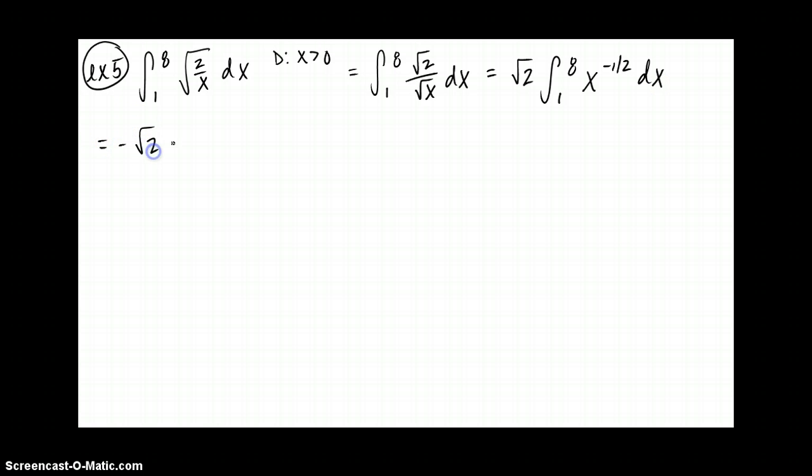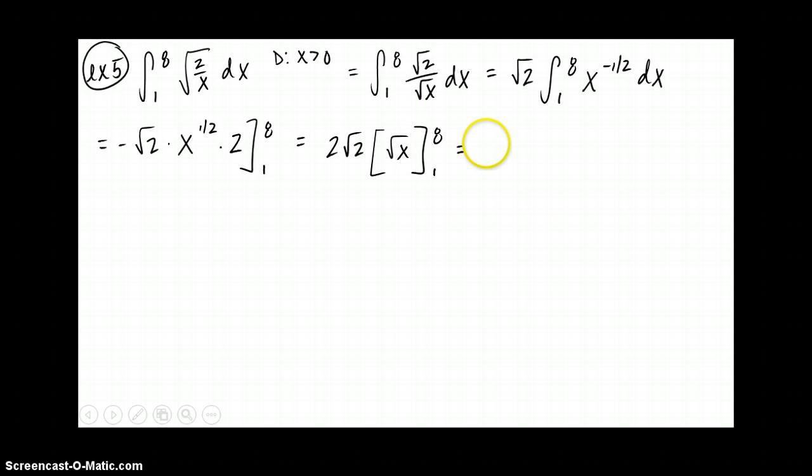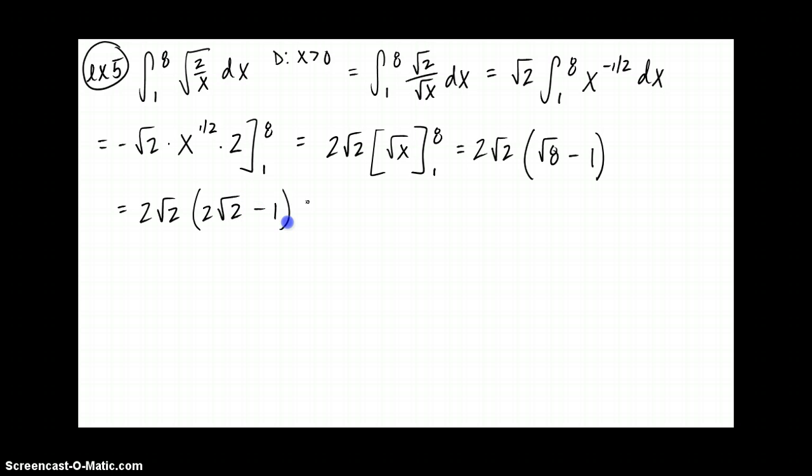Applying the power rule. Add 1, dividing by a half is multiplying by 2. So we have 2 root 2 as a constant, and then I just need to apply the fundamental theorem to the x. So 2 root 2, we have square root of 8 minus 1. So 2 root 2 minus 1. This would give us 8 minus 2 root 2 as an answer.